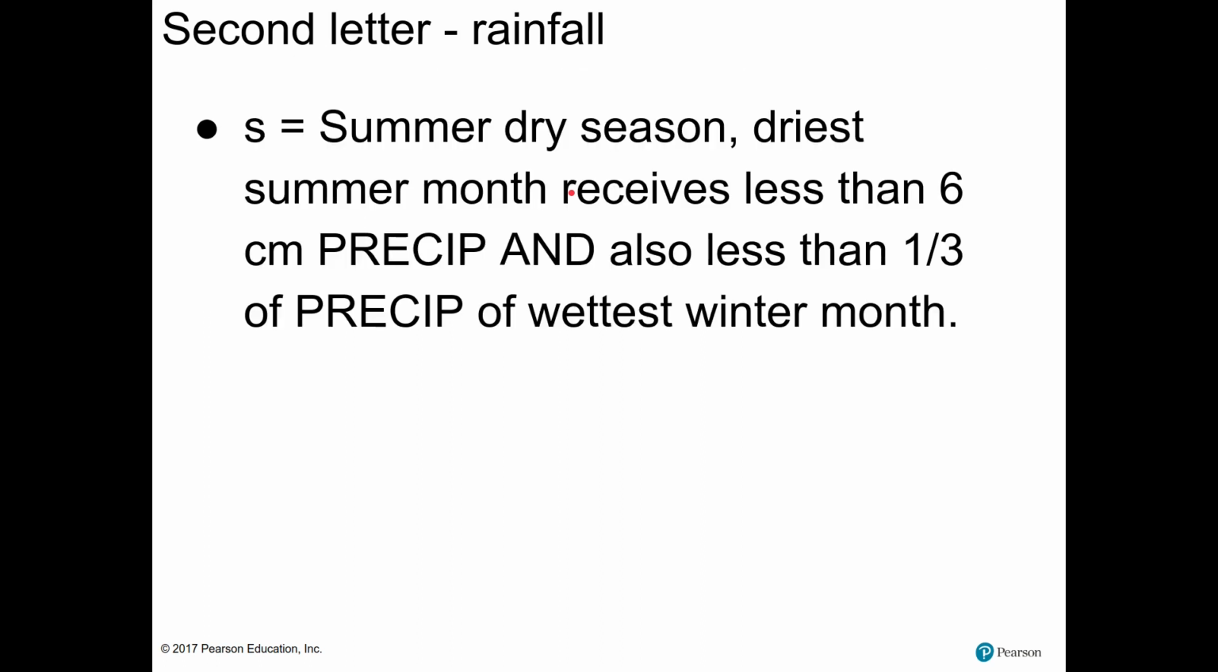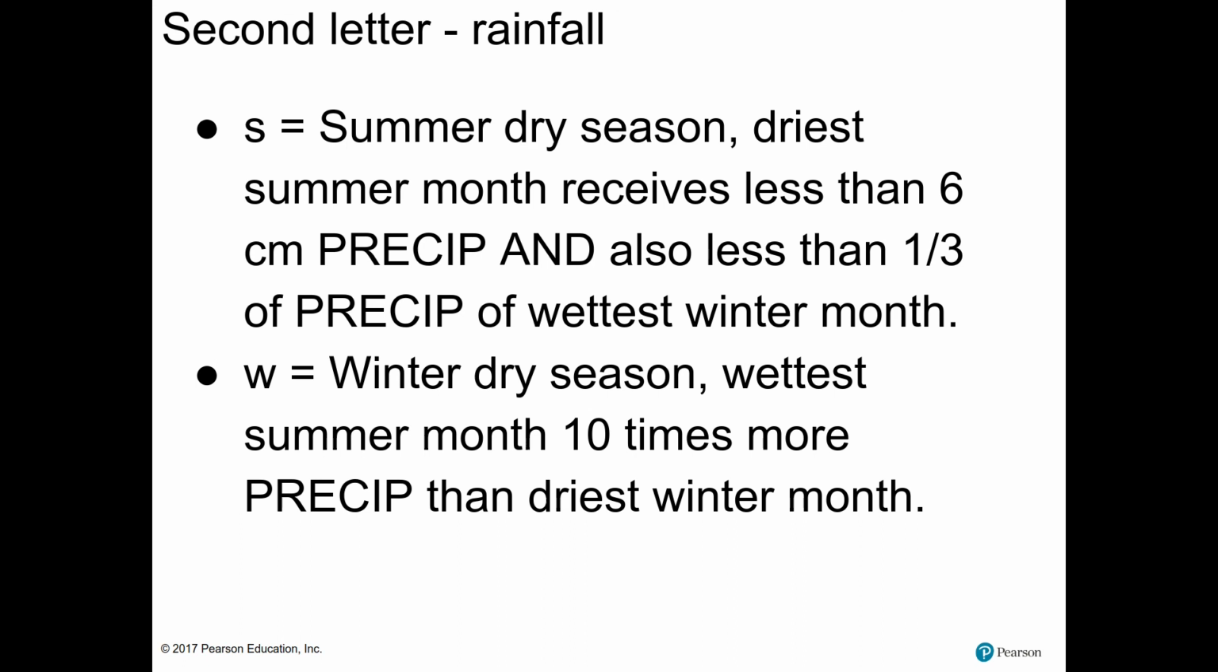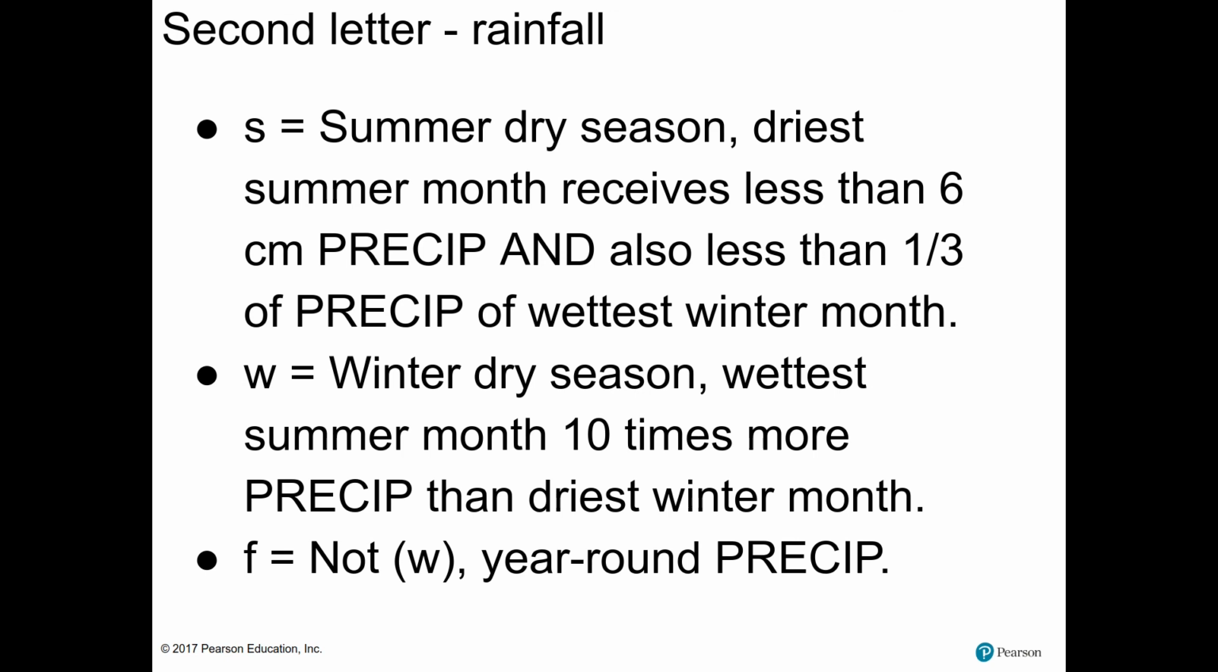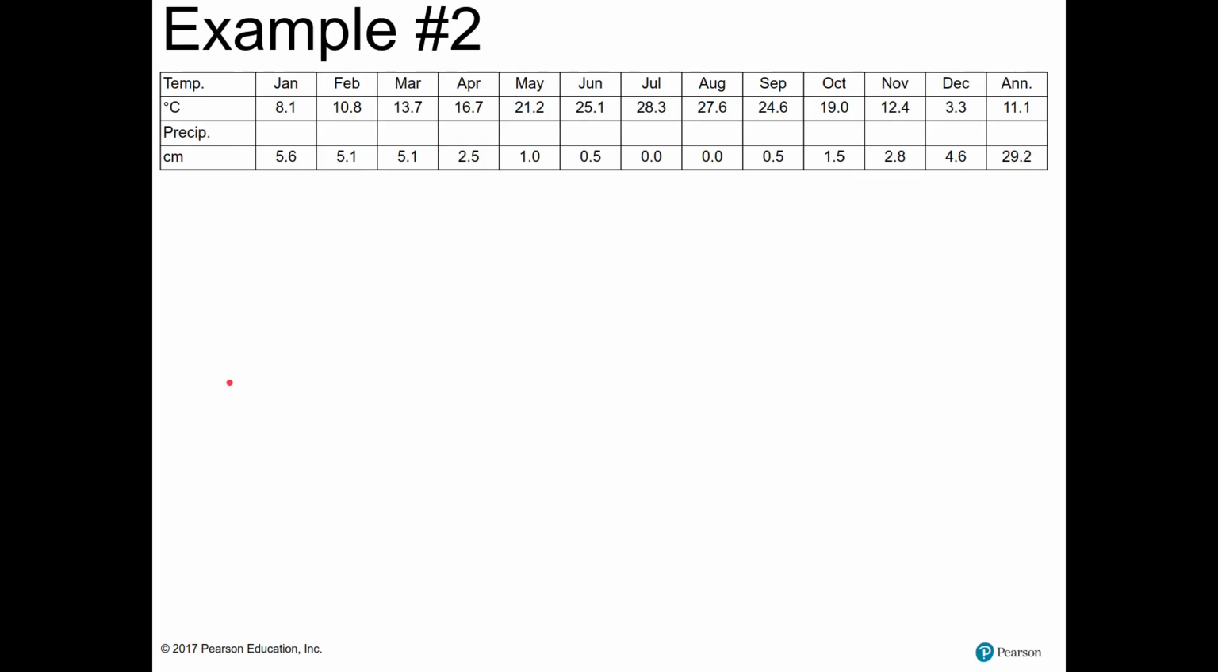So our options: summer dry, driest summer month receives less than 6 centimeters precip, and also less than 1/3 the precip of the wettest winter month. It could be winter dry with the wettest summer month 10 times rainier than the driest winter month, or it could be a CF climate with year-round precip if it doesn't meet the criteria to be a CS or CW climate.